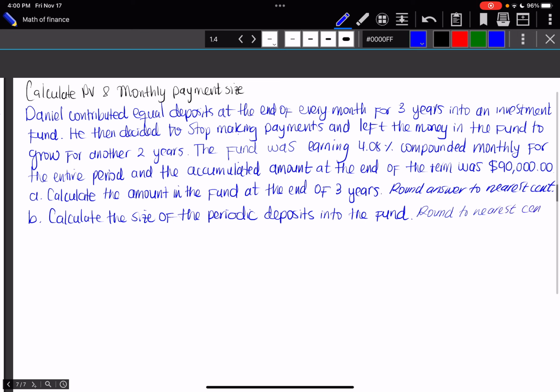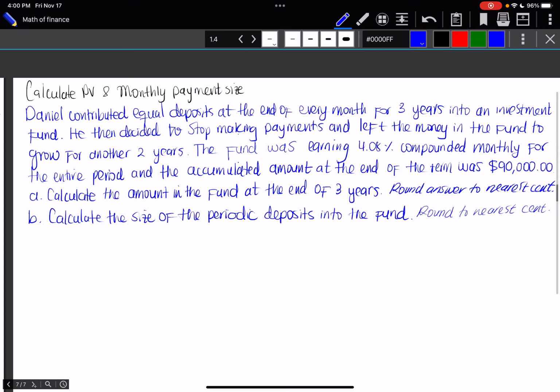Okay, to work with this problem, we need to identify the kind of annuity we're working with. Because here the payments are made monthly and interest is compounded monthly, we have a simple annuity. And because payments are made at the end of the month, it is not an annuity due. So understanding the type of annuity we're working with first is very important.